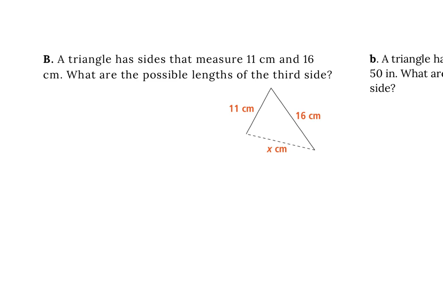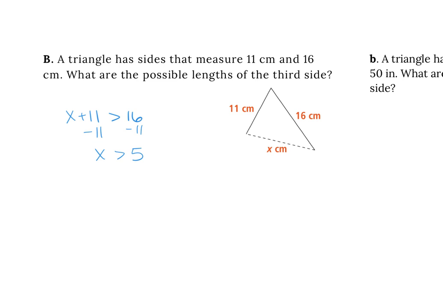First we're going to assume that the x is one of the two smaller sides. So I'd have x plus 11, because 11 is the smallest, and that needs to be greater than the largest side, the 16. Now I'm going to solve for x. So that means that x would have to be larger than 5.